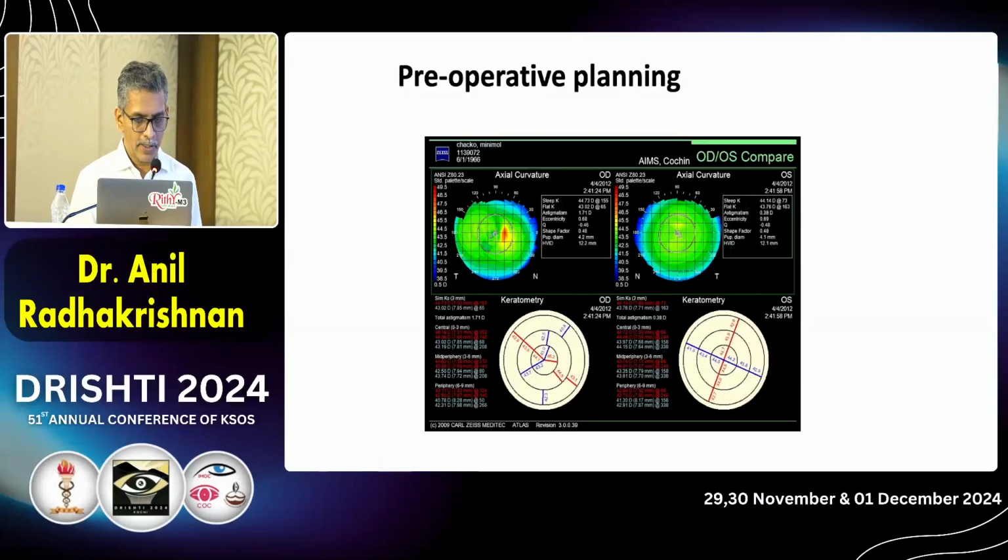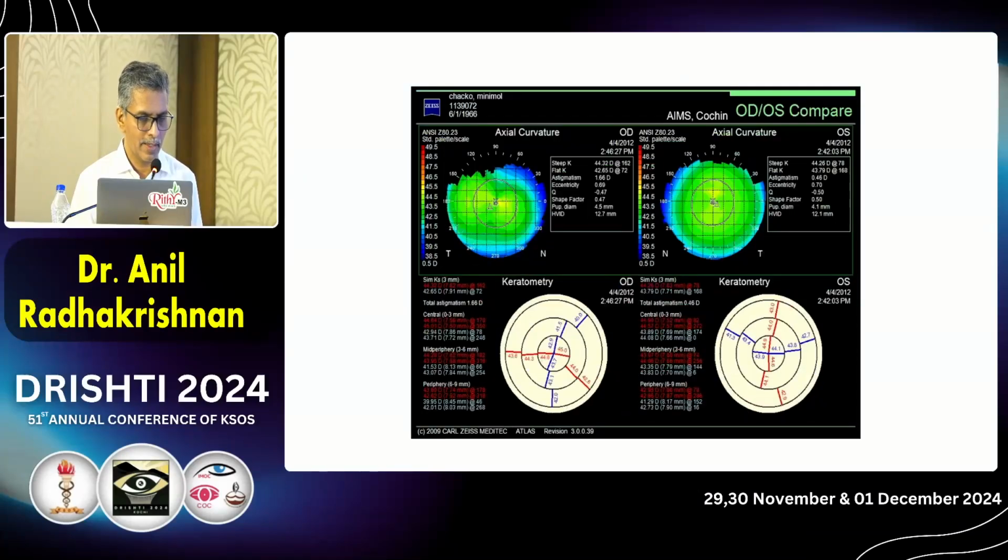So in the preoperative planning, if you have a topography like this, you see some red in this area, you have to repeat it. You have to put a lubricant and repeat it, and it should be normal most of the time. That is because of a random dry spot that occurs on the cornea.